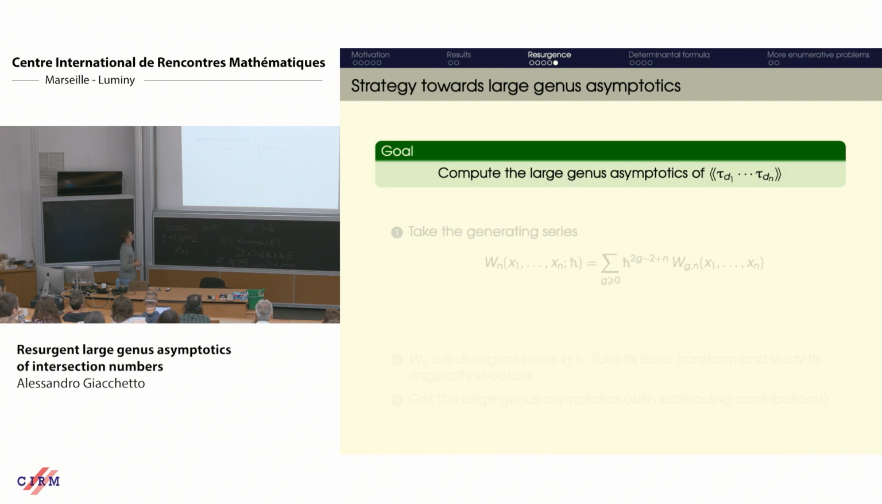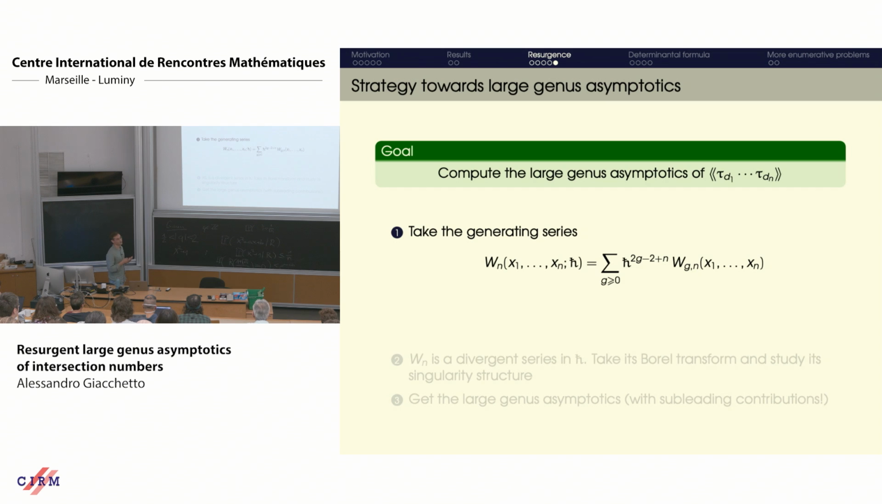OK. So I just explained to you a strategy to get asymptotics of some divergent series. So let's try to apply this strategy now to the case of intersection numbers. The first thing to do is to try and put them in a generating series. So what I want to do is to put all these numbers in a generating series like this. I want to keep track of the genus with this h bar parameter.